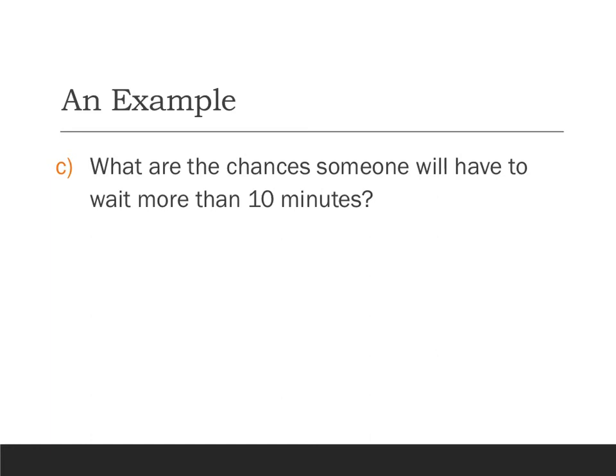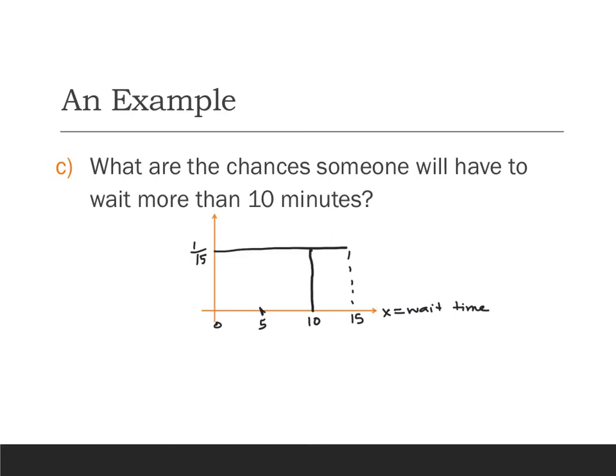Let's look more at this idea of area and probability being the same thing. If I want to know, what are the chances someone will have to wait more than 10 minutes? So here's my graph. Again, it's a little bit smaller, but I have my uniform distribution, my wait time, which could be anywhere between 0 and 15. Well, I'm going to mark 10 about right here. It's not perfect, but that's about a third of the way. So I think about 5 being maybe right there. And I want to know more than 10 minutes, so I basically want to find the area of that rectangle.